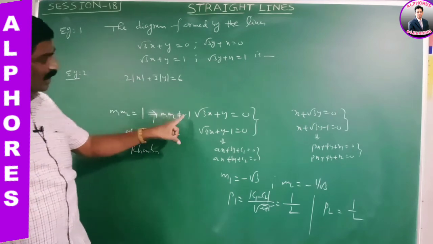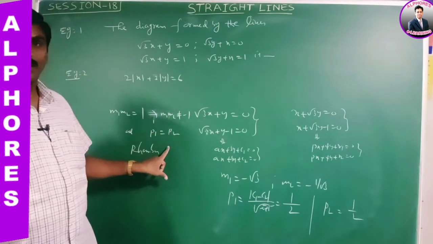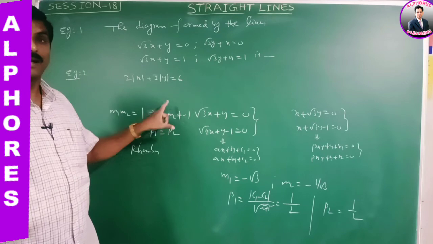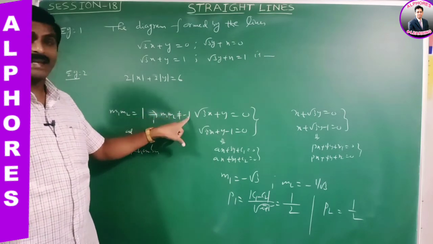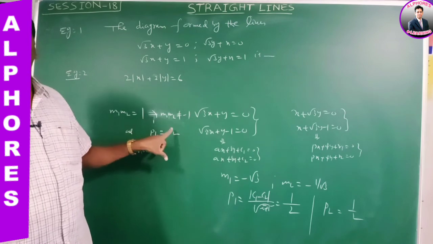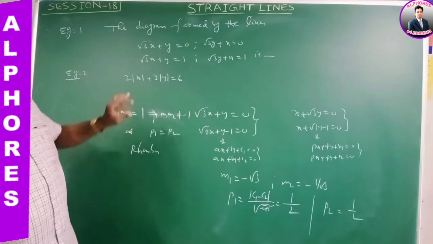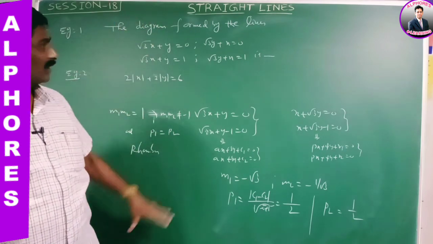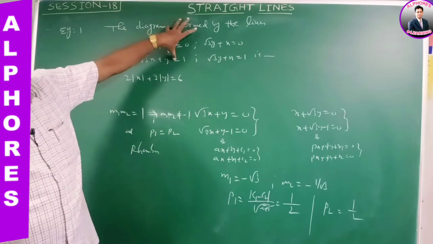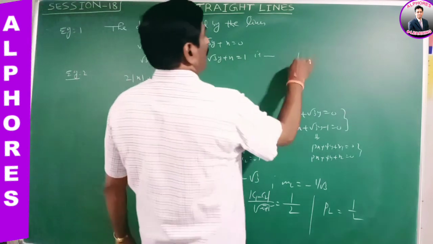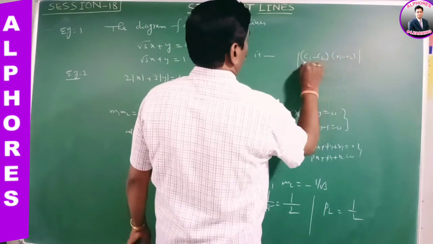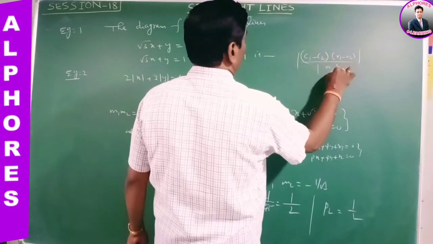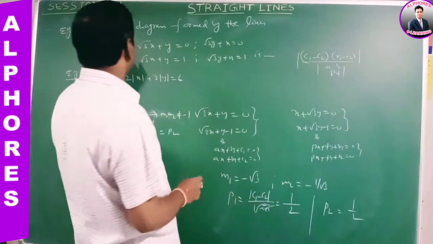Suppose m1 m2 is also minus 1, then it is a square. If these two are not equal, then it is a parallelogram. Suppose m1 m2 is equal to minus 1 and p1 not equal to p2, then it is a rectangle. In this case, what is the area of the diagram formed by these lines? Area is nothing but mod c1 minus c2 into r1 minus r2 by det of AB PQ. Please write this problem also.